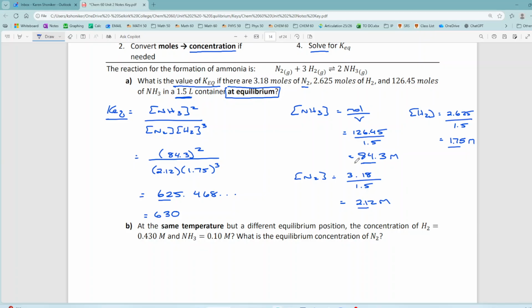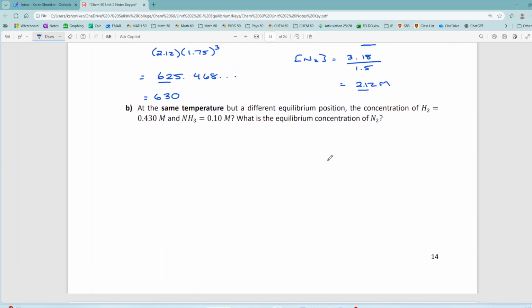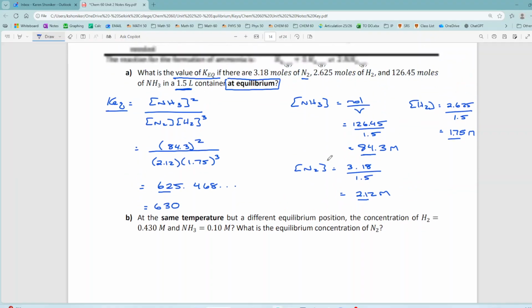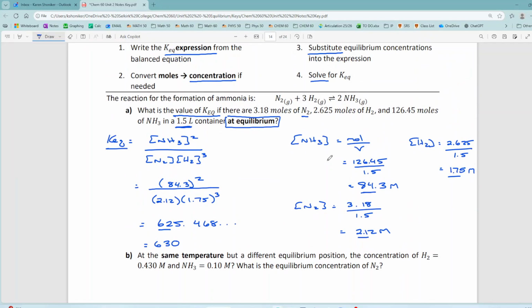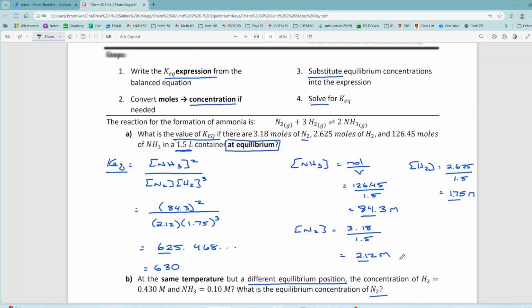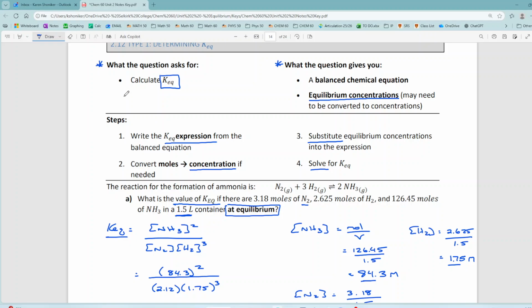Okay, moving on. If at the same temperature, but a different equilibrium position, the concentration of hydrogen is and ammonia is. What is the equilibrium concentration of nitrogen? So this wasn't put up here, but they could ask you to calculate for Keq, and they could ask you to calculate an unknown concentration.